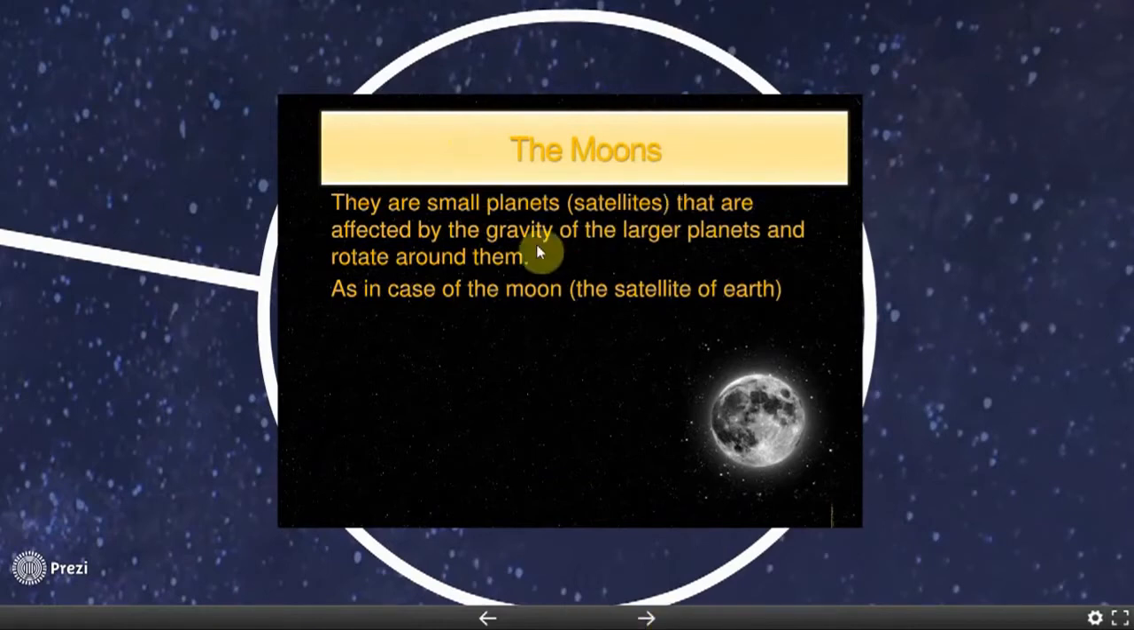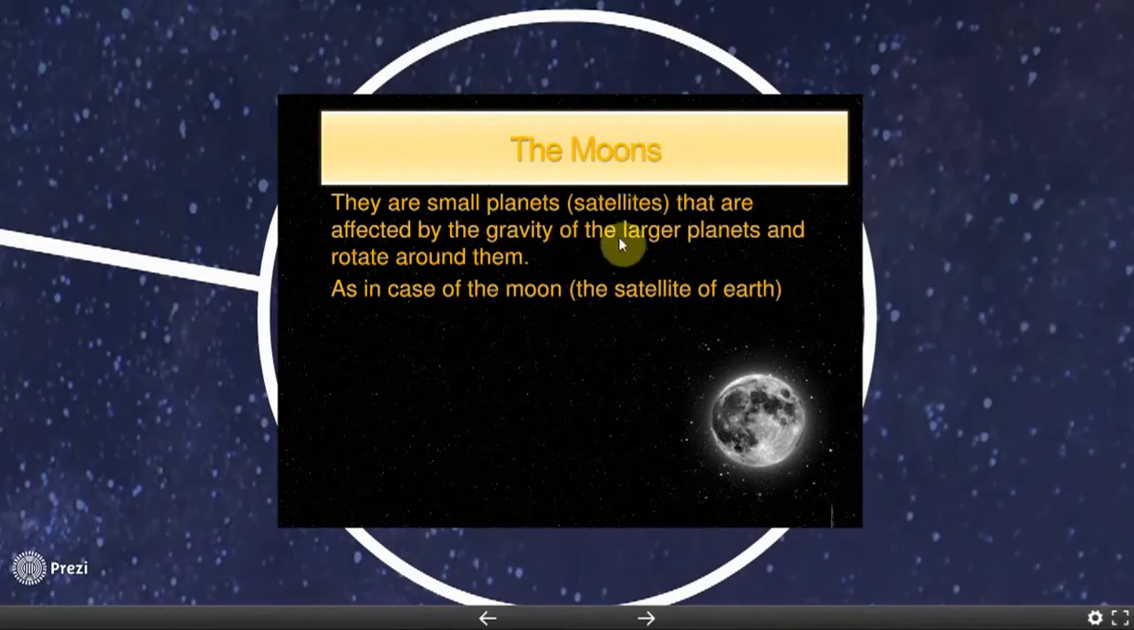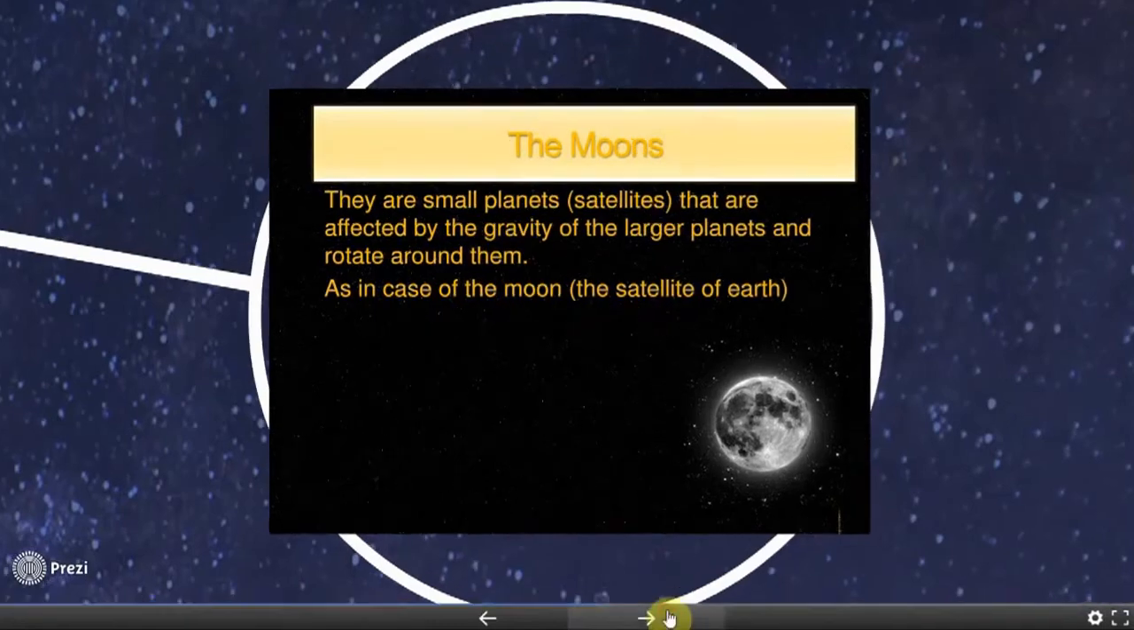Do we have other celestial bodies except the planets and the Sun? Of course we have, starting with the moons. The moons are small bodies, and they are called the satellites of the planets, affected by the gravity of the larger planets and rotating around them, as in the case of the Moon, the satellite of the Earth. Okay?